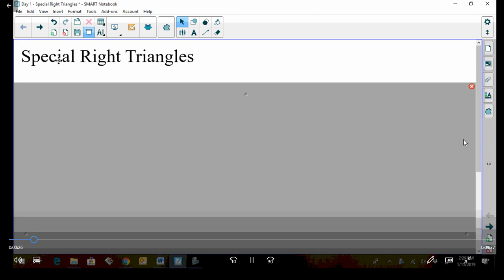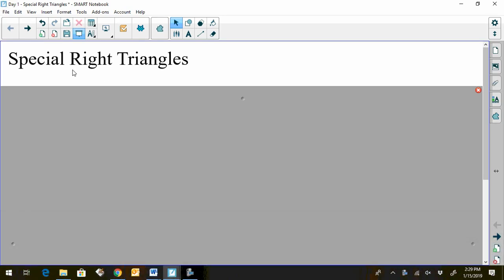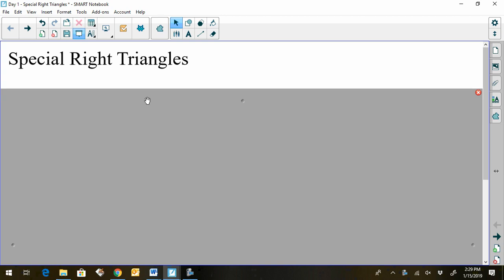All right. So special right triangles, you did a do now on this. Now we're looking at triangles. They're special because they have these different properties that we see over and over and over again. So you already did a practice on this, but now we're actually going to put it in our notes.